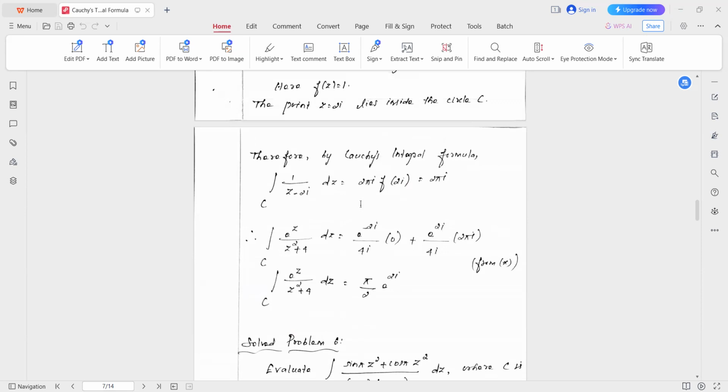So here we use both Cauchy's theorem and Cauchy's integral formula. If the point lies outside, you can directly put the value as 0 without thinking a second. If the point lies inside the circle, you have to use Cauchy's integral formula. So I hope this problem is clear to you all.